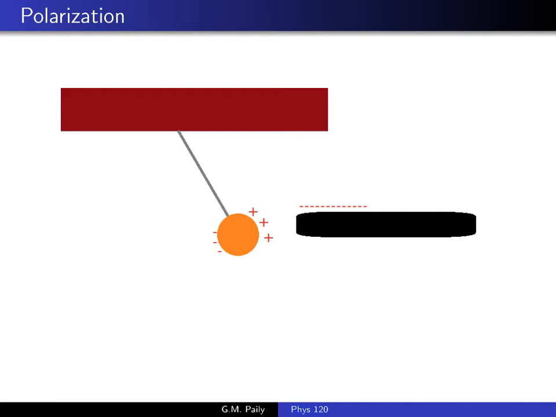Again, the important thing to note is that if you want to be sure that two objects are both charged, the surest test is repulsion. If you see them being attracted, you still can't be quite sure that they are both charged.